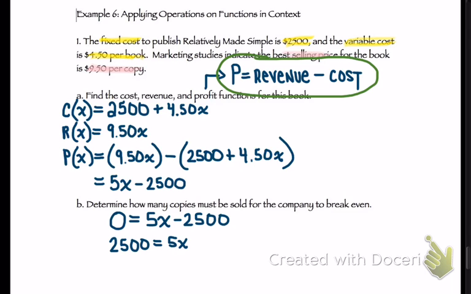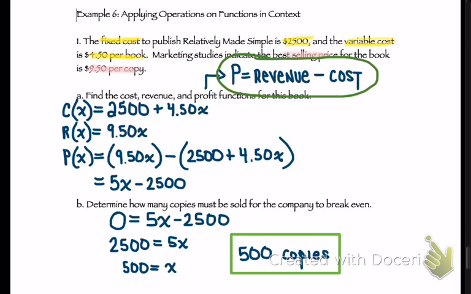So I'll add 2,500 to both sides. I'll divide each side by 5, and I get 500 copies. So if I sell 500 copies of this book, I know I'm going to break even. If I sell less than 500, I know I'm going to lose money. If I sell more than 500, I know I'm going to make money.